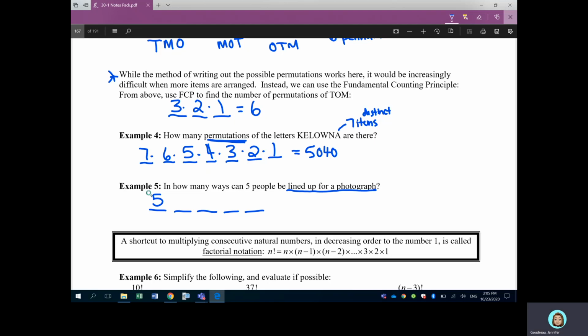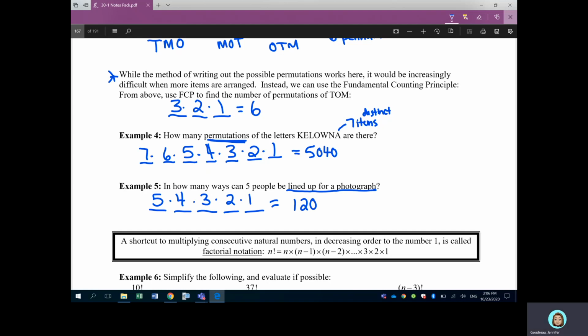I have 5 people, so I have 5 choices for that first position. Once I've placed somebody in their position for the photograph, I cannot change them or move them again. That means I only have 4 people choices for the second position, then 3, then 2, then 1. Fundamental counting principle tells us to multiply the numbers together. We get 5 times 4 times 3 times 2 times 1, which is 120. We should be noticing a pattern here.